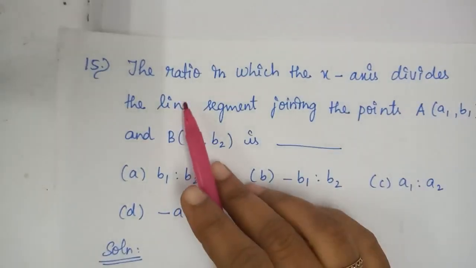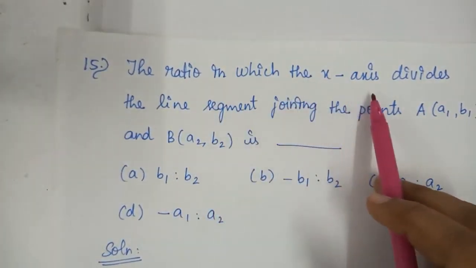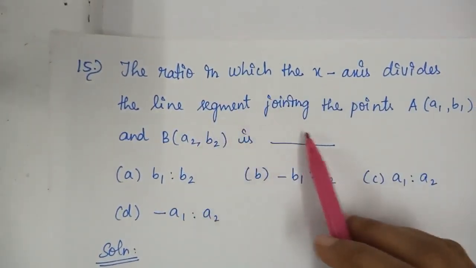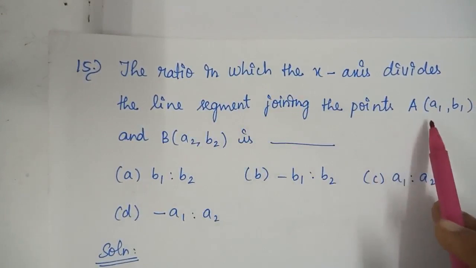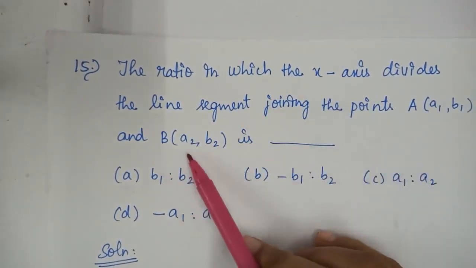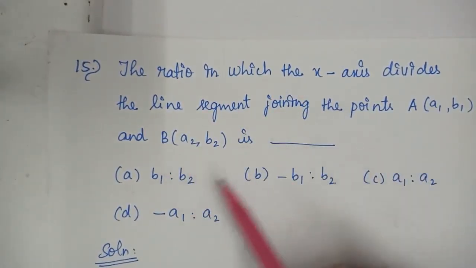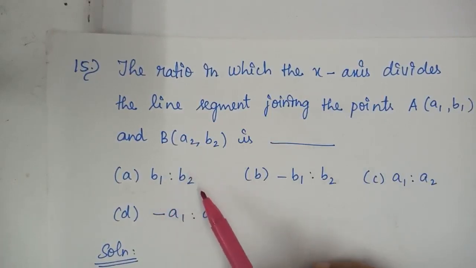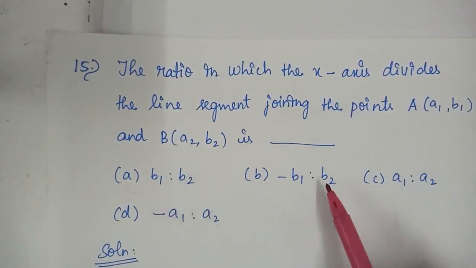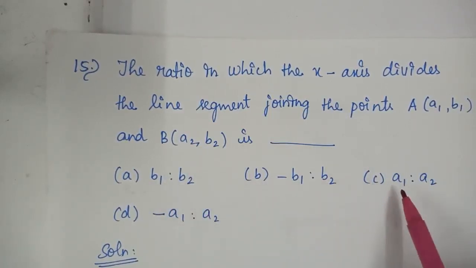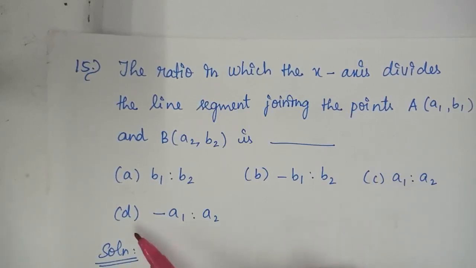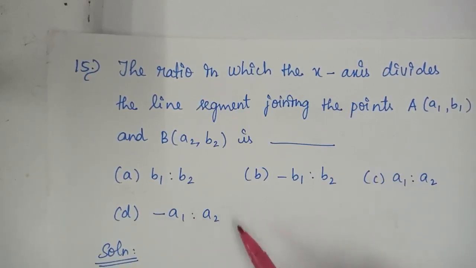Question number 15. The ratio in which the x-axis divides the line segment joining the points A of (a1,b1) and B of (a2,b2) is dash. Option A b1:b2, option B -b1:b2, option C a1:a2 and option D is -a1:a2.